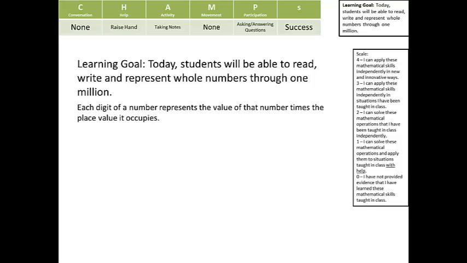We already know that each digit in a number represents the value of that digit times the place value. So here's an example. If we have the number 218, we know that the 2 is in the hundreds place, so the value of that 2 is 2 times 100, which is equal to 200.